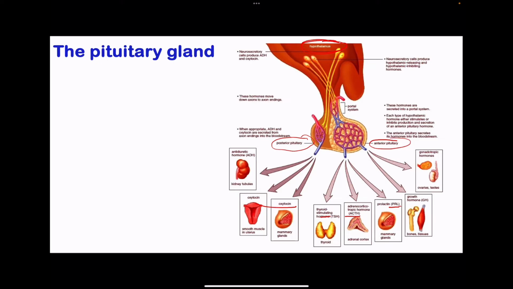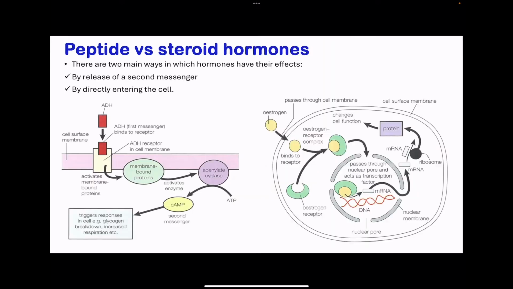We have prolactin. This stimulates milk production from mammary glands in females. There is also oxytocin. This stimulates contractions and brings about labor in females. Then we have ADH. This stimulates the tubules and the collecting ducts to absorb more water.